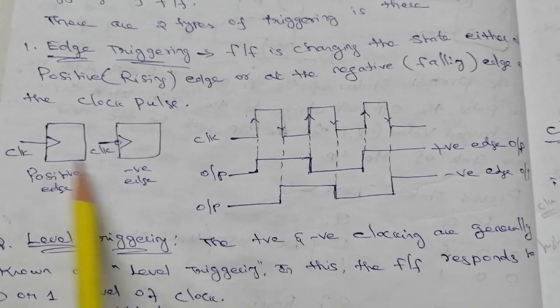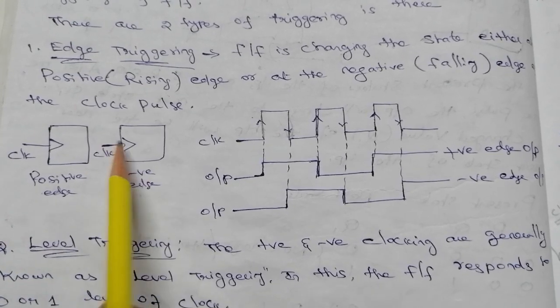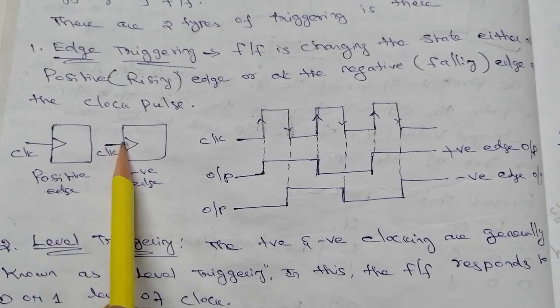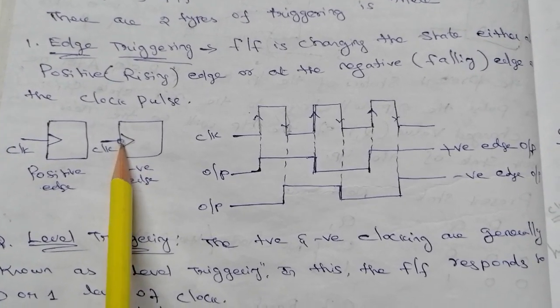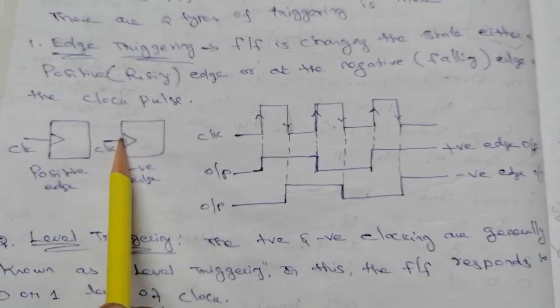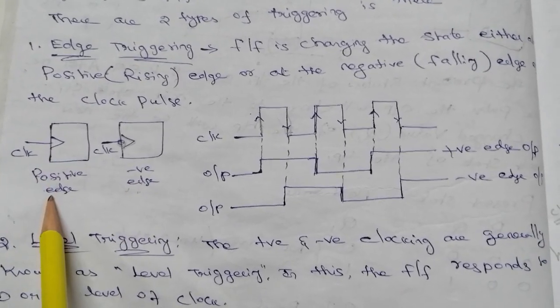This is the symbol representation of positive edge triggering and negative edge triggering. In negative edge triggering, one extra bubble is added to the clock input. The clock with an additional bubble is called negative edge trigger, and without the bubble it is called positive edge trigger, right?